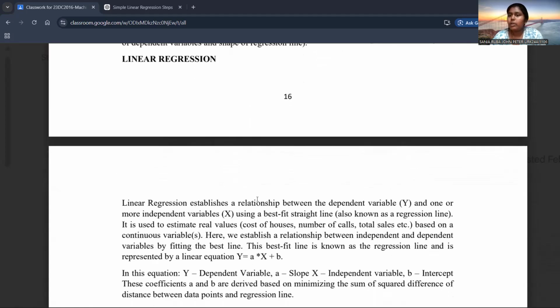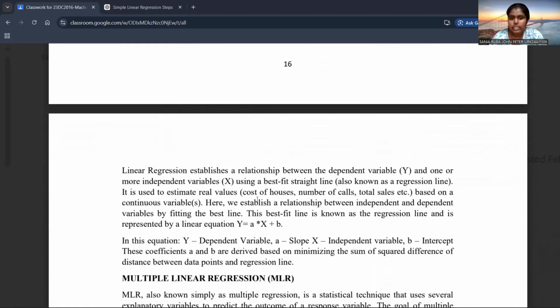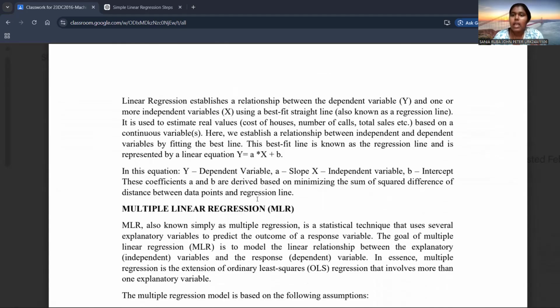First, we are going to see linear regression. Linear regression establishes a relation between the dependent variable and one or more independent variables using a best fit straight line, also known as the regression line. Based on the continuous variables, we estimate the real value. Here we establish the relationship between independent and dependent variable by fitting a best line.